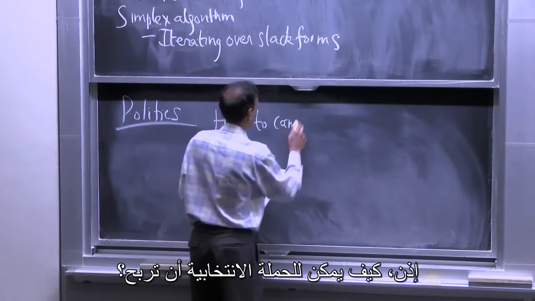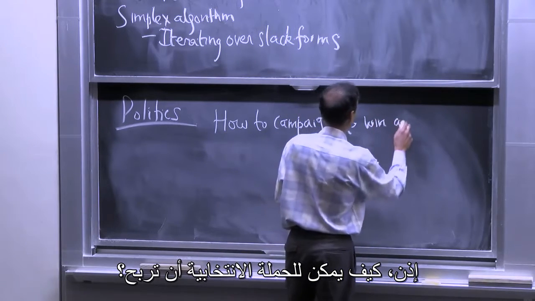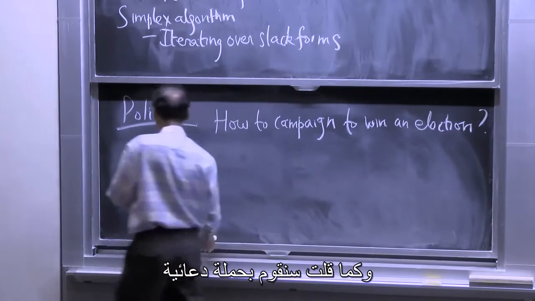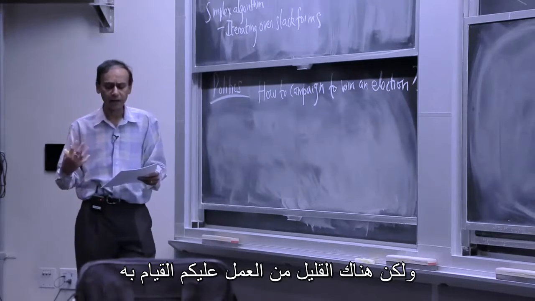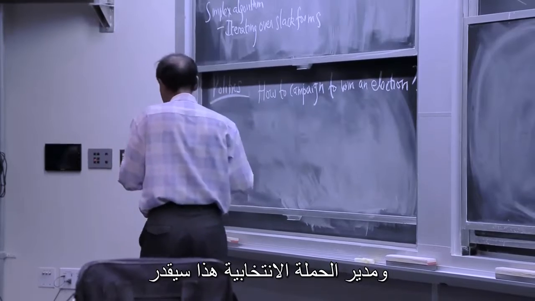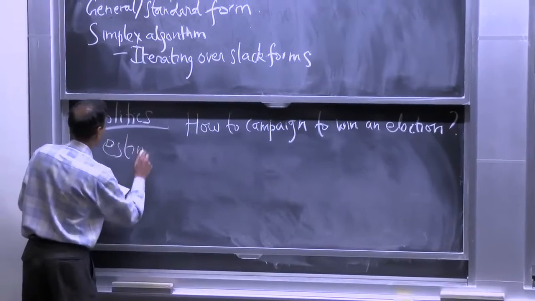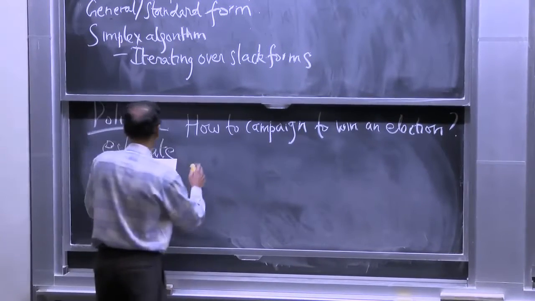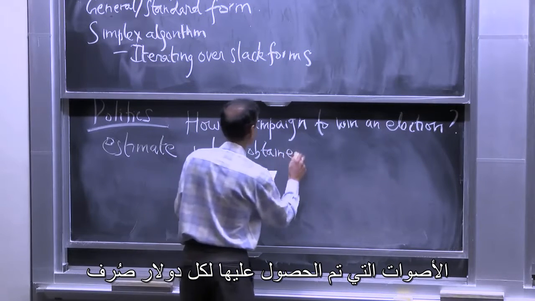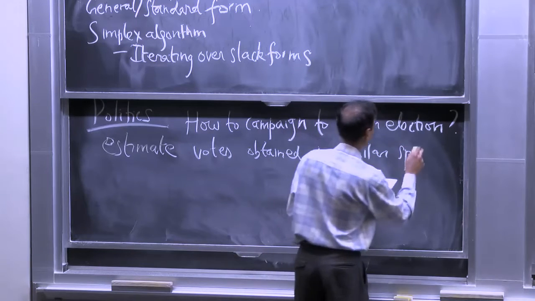So how to campaign to win an election. And as I said, we're going to advertise, but you do have a little bit of work to do here. That's why you need your campaign manager. And this manager is going to estimate votes obtained per dollar spent. Okay?